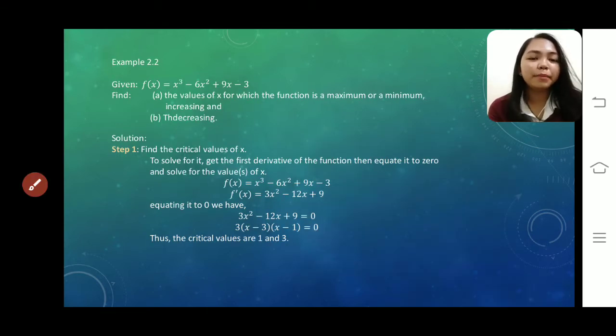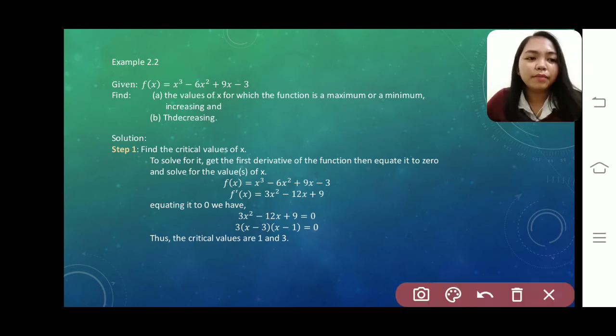So, we have an example here. Given that f of x is equal to x cubed minus 6x squared plus 9x minus 3, find the values for which the function is a maximum or minimum, and then increasing and decreasing. So, wag na tong increasing and decreasing, yung maximum or minimum values lang natin. So, for our solution, step 1 is find the critical values. Kasi yung critical values natin is either the maximum or minimum point natin.